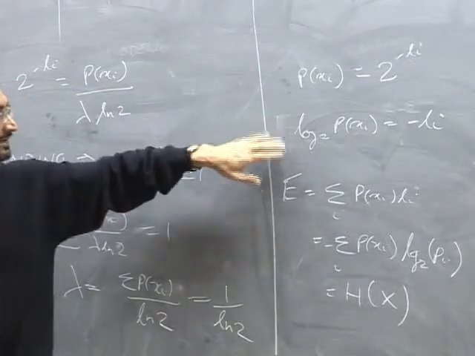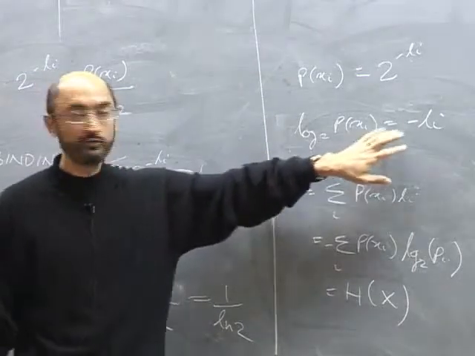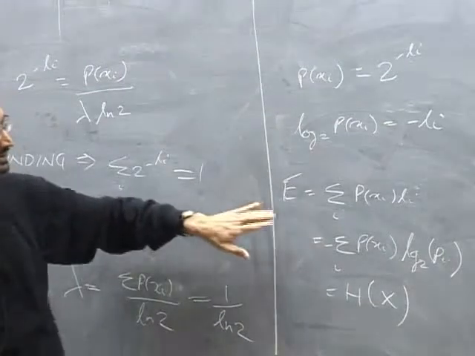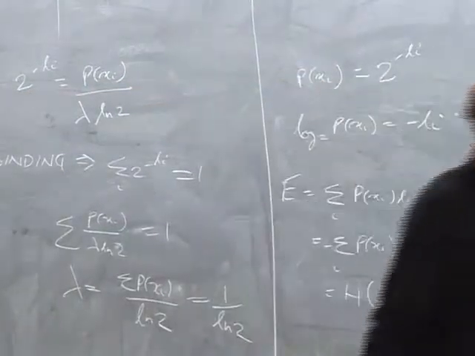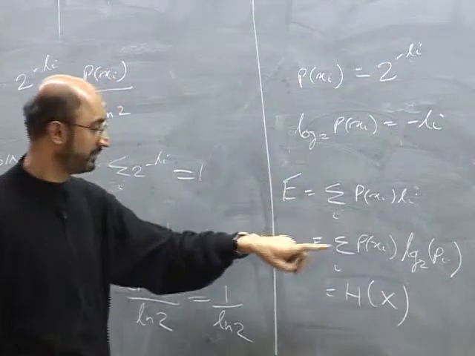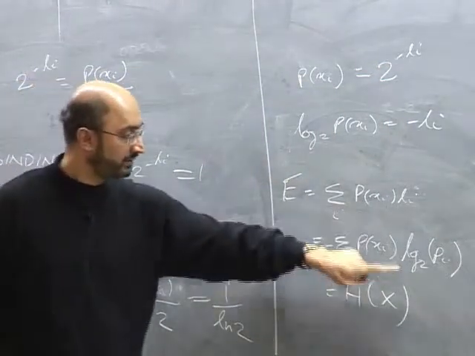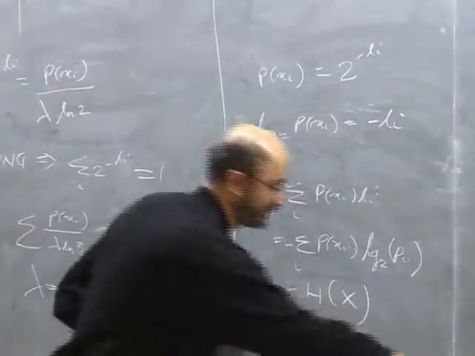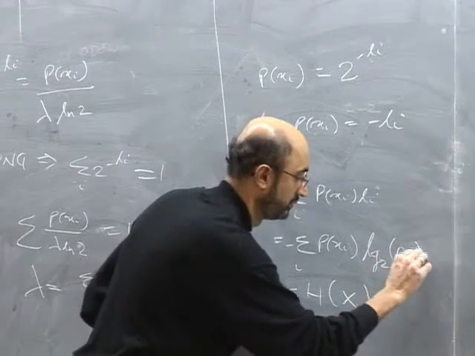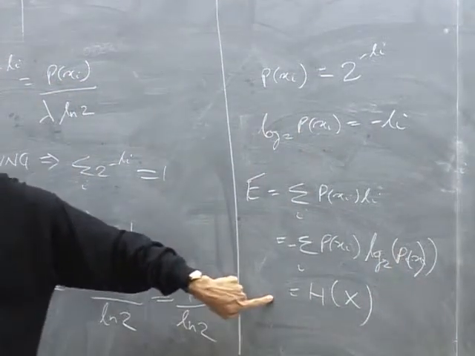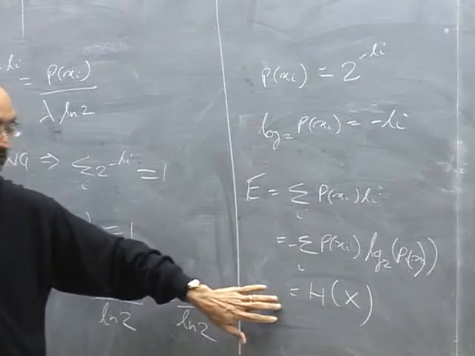Take logarithms on both sides. Get log p(xi) equals minus li. Okay, because it's just the logs of both sides. So then E, which I wrote down over there, is sigma p(xi) li, which is going to be minus sigma p(xi) log p(xi), because I'm just putting that over here. Okay, and that is the message entropy of the source, H(X).